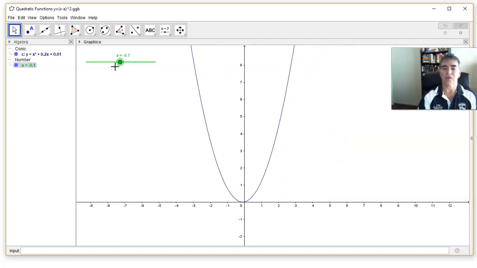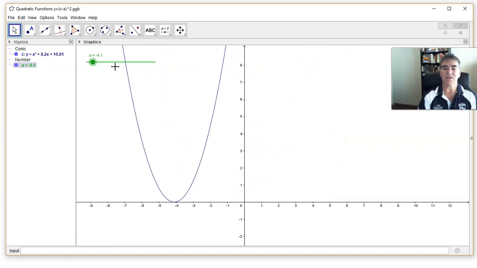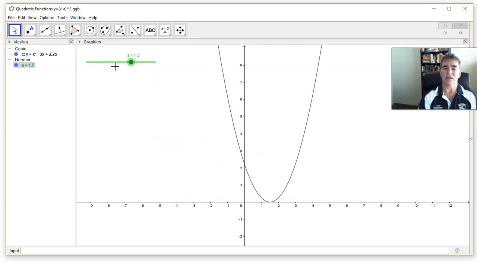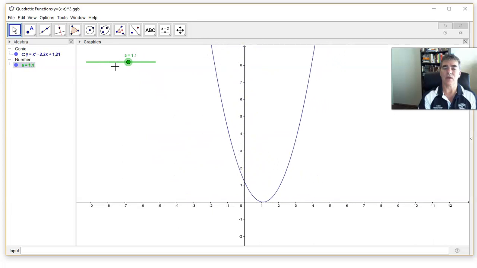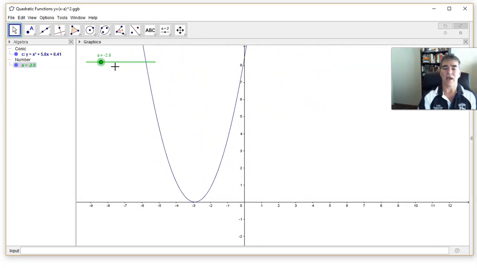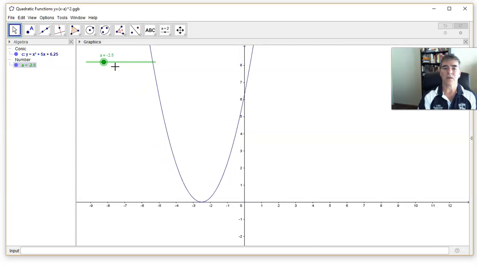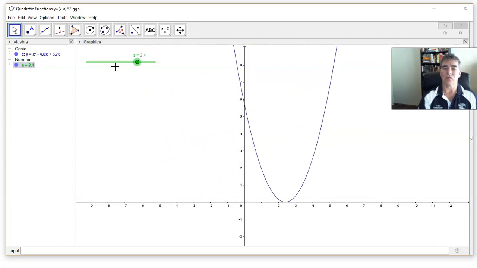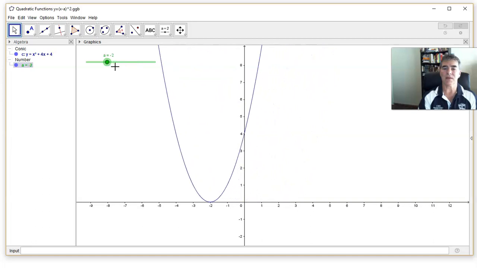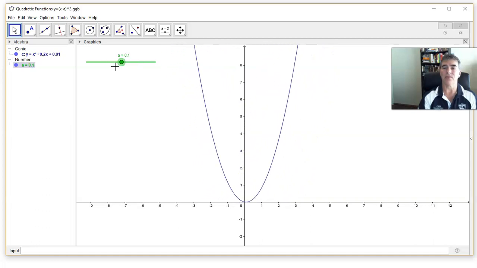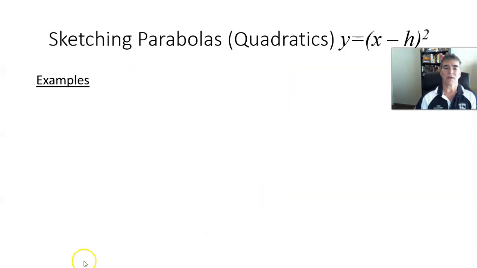So all it does is it shifts the parabola left and right, depending on whether the h value is actually positive or negative. Okay, so that's very useful to actually know. So what we'll do now is have a look at some examples.